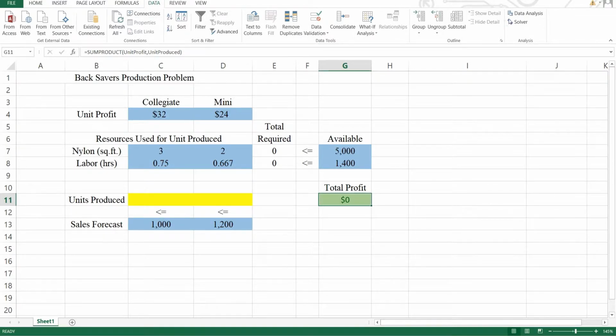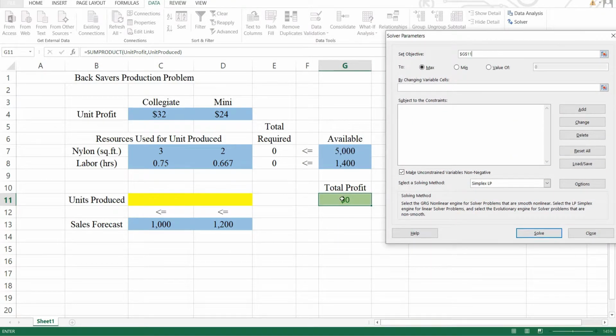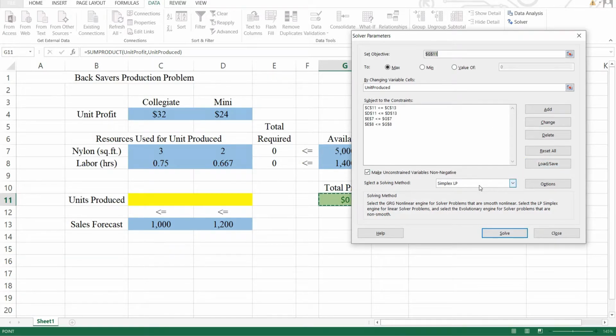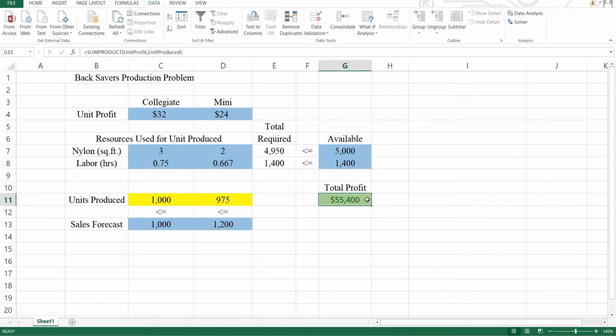Now, we will calculate the max profit using Solver. We set the total profit cell, or G11, as the objective. Pick the max option and then choose the range C11 to D11 in the changing variable box. Next, we add the constraints as required from the given information. Once that's done, choose Simplex LP from the drop-down box and click Solve. Press OK, and we have the max profit of $55,400 by producing 1,000 collegiate and 975 mini.